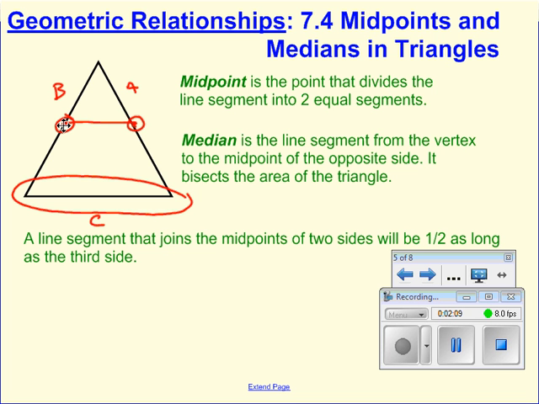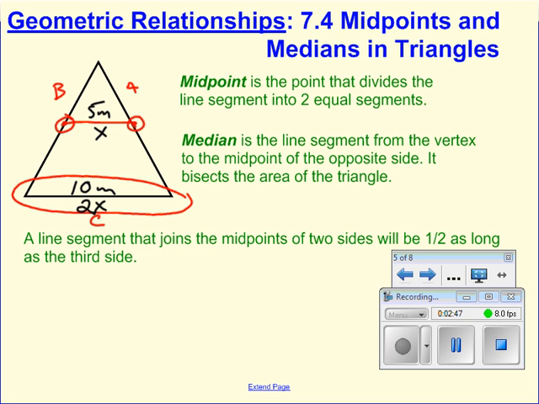The relationship between the midpoints of A and B, this line in red, and the third line down here, is that between A and B, line C will be twice as long. So for instance, if C was, I don't know, 10 meters, this line here is going to be 5 meters. It's going to be exactly half as long. So we can put this into an algebraic relationship as this length being x and this length being 2x, or 2 times it. And it just gives us another relationship to play with when using our triangles.